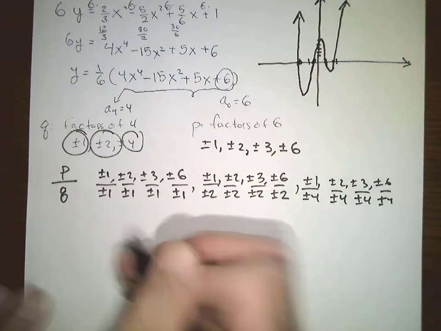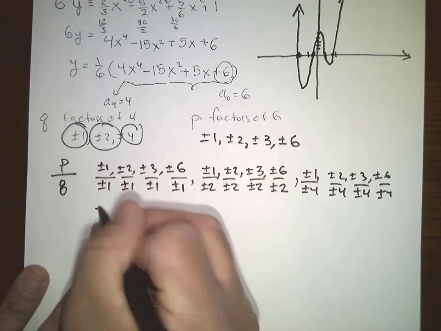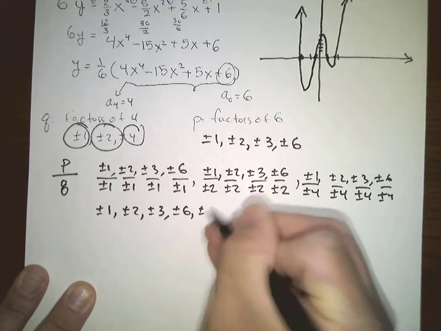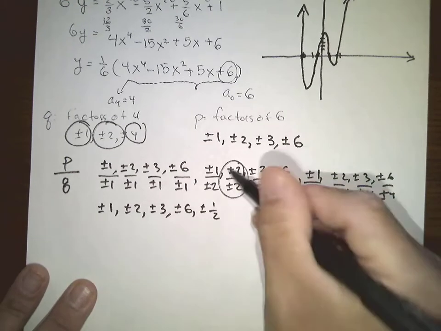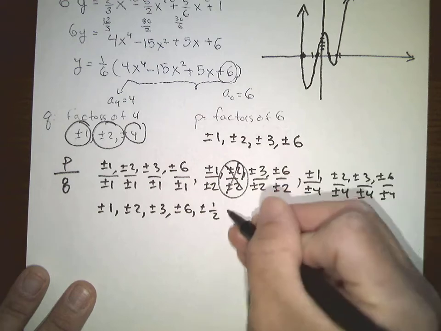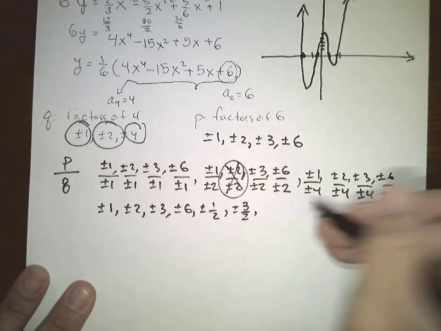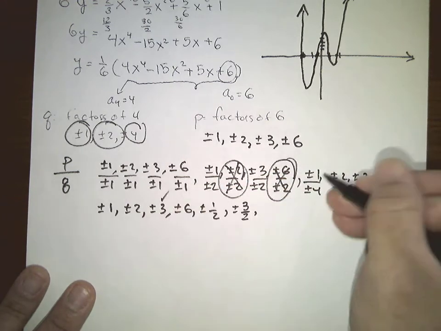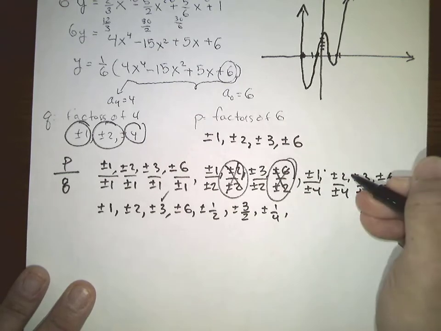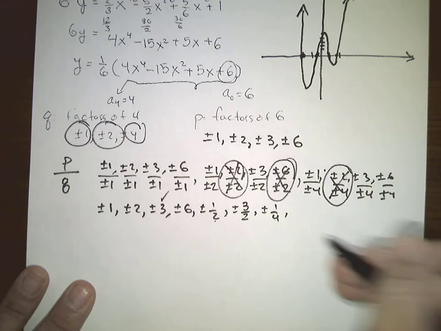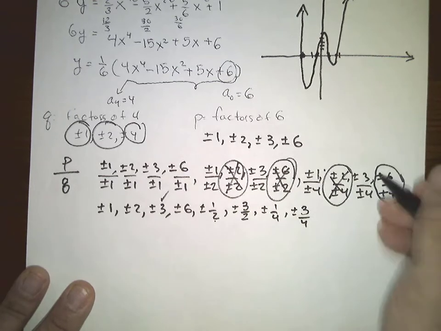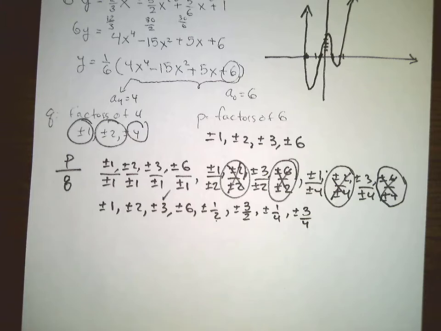Now let's simplify all these possible roots here. So 1 over 1 is 1, 2 over 1 is 2, 3 over 1 is 3, 6 over 1 is 6, 1 over 2 is a half, 2 over 2 is 1, but that was already on my list, so I don't need that again. And then 3 over 2 is not a repeat. And then 6 over 2 was 3, but that was already on my list. Then 1 over 4, and then 2 over 4 was a half, but that was already on my list. Then 3 over 4, and then 6 over 4 is 3 over 2, but that was already on my list. So I already got some of these taken off of the list by just taking out the repeats.